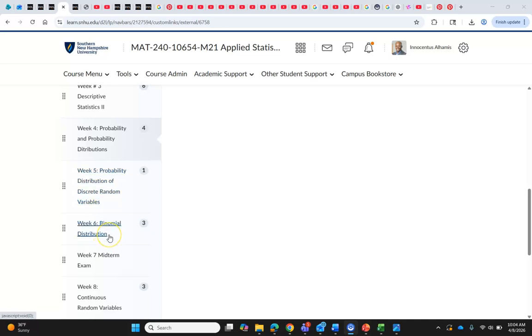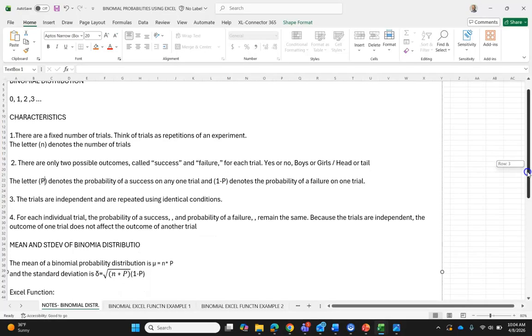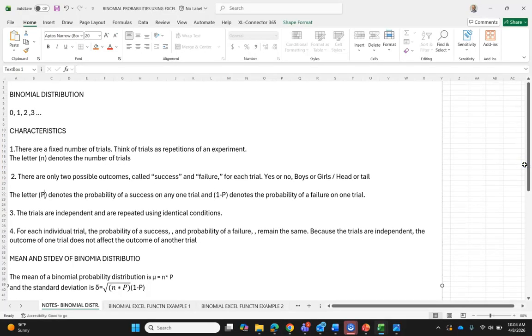Now, in week 6, we learned about the binomial distribution. I also mentioned the Poisson distribution, which is close to the binomial distribution, and the exponential distribution. In this lecture, we're going to look at the binomial distribution and how it works. I'm going to open the notes where I developed a summary of the binomial distribution, and then we'll start working on some examples.